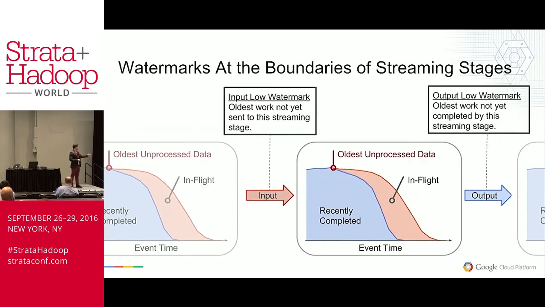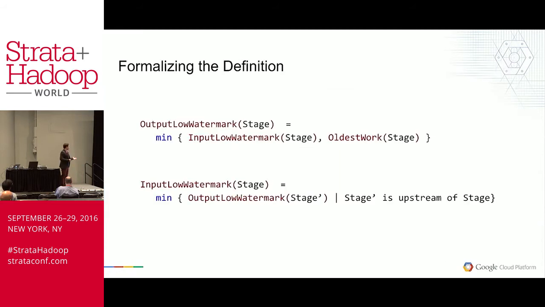So what would that look like? We define the input watermark at the input to a step, the output watermark at the output of the step to take into account what's being processed at the step. So the output watermark will always be lower than the input watermark. And we can formalize the definition a little bit here.